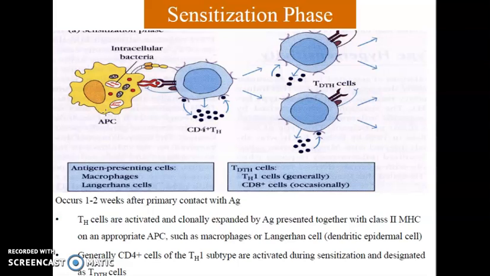Generally, CD4 plus cells of the Th1 subtype are activated during sensitization and designated as TDTH cells. So the antigen presenting cells in the sensitization phase are macrophages and Langerhans cells, and the TDTH cells are the Th1 cells and CD8 plus cells occasionally.